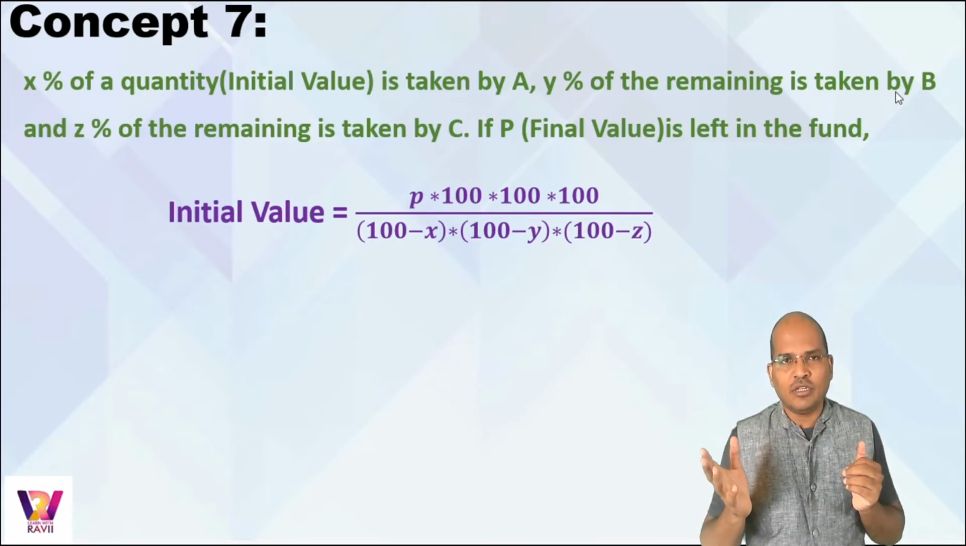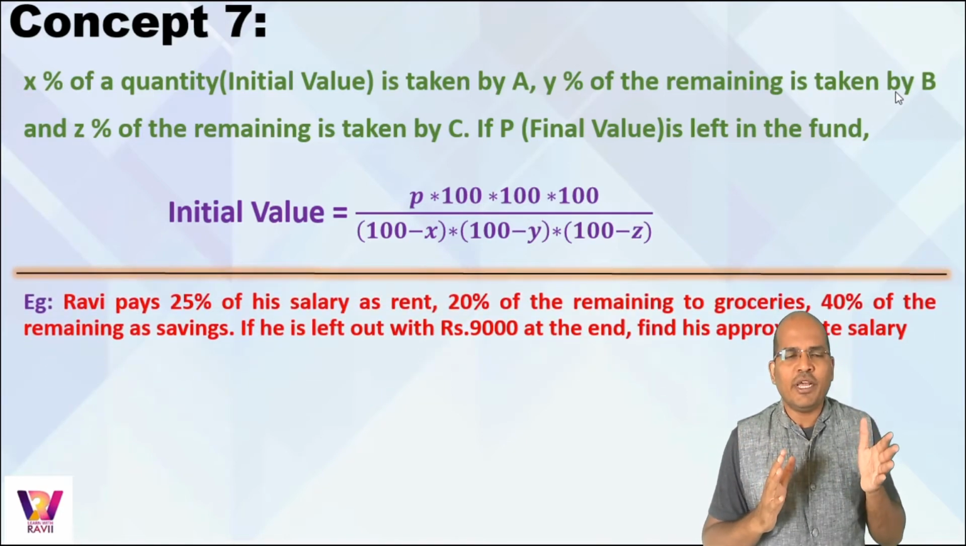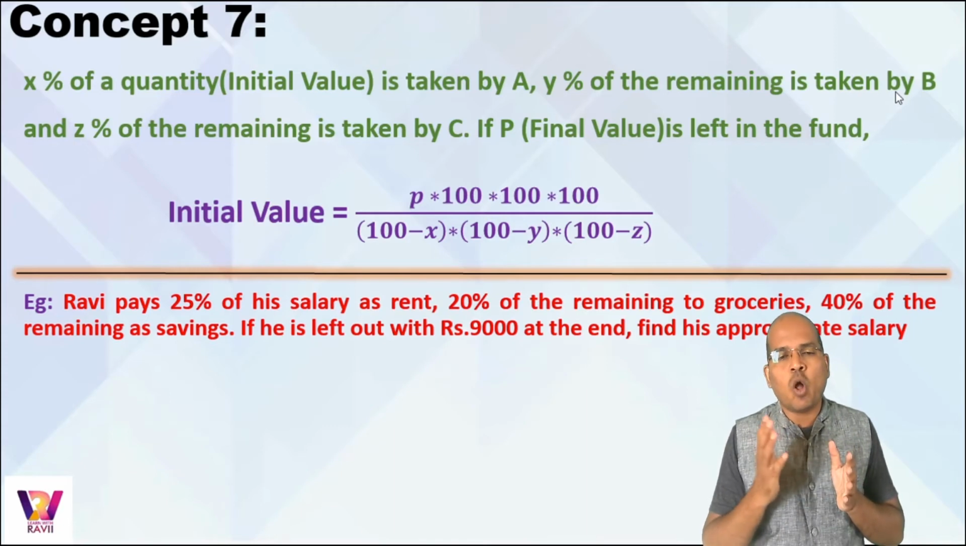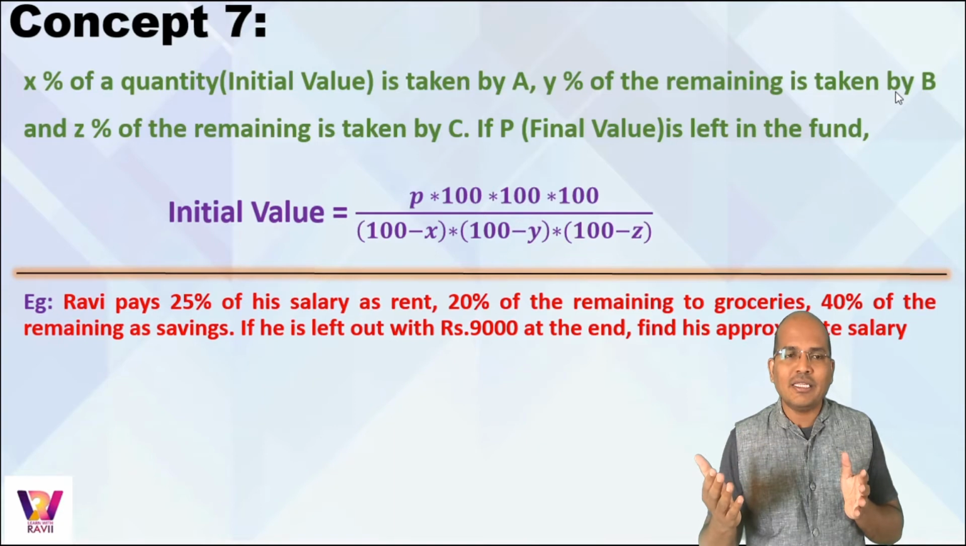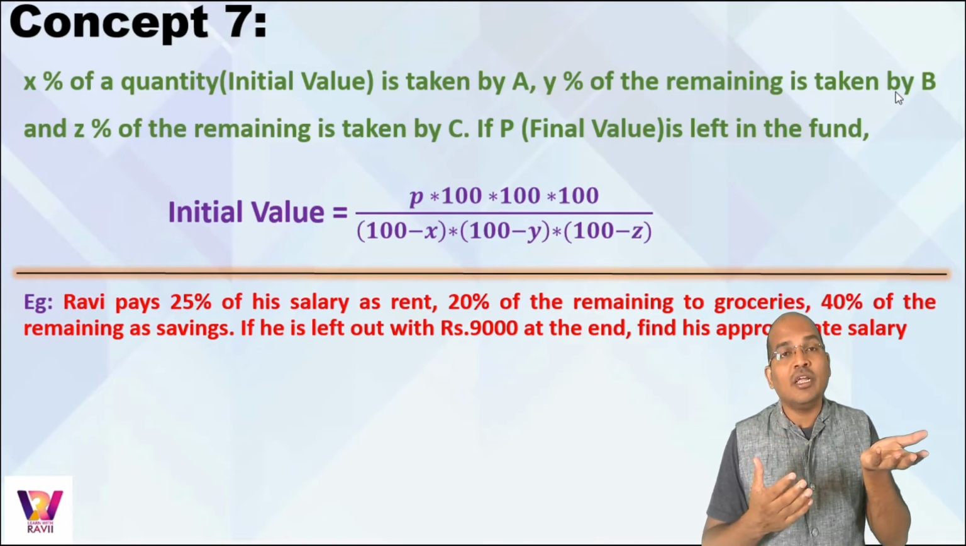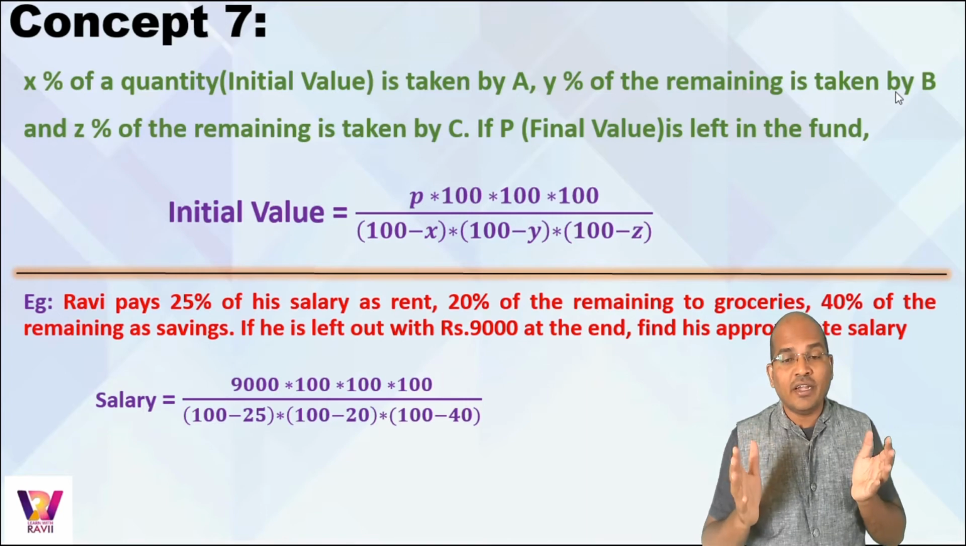So we learn the concept of the relation between X, Y and Z by a small example. Ravi pays 25% of his salary as rent. Ravi got some salary. From his salary, he paid some rent as 25%. Now, from whatever remains, Ravi paid 20% for groceries, right? And 40% of the remaining is meant for savings. So, from his salary, 25% is paid as rent. From the remaining, 20% is paid as grocery. Now, from the remaining, 40% is savings. Now, if he is left with rupees 9,000, then find his salary.